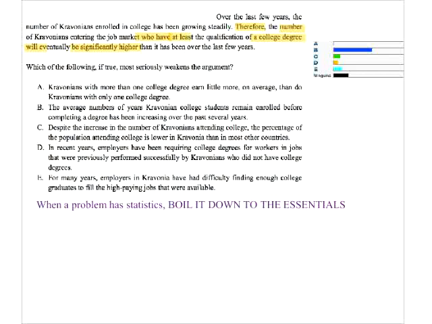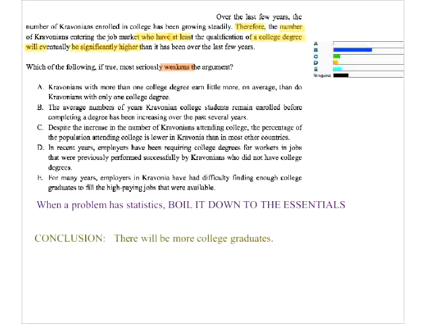So the argument is basically just more people are enrolled in college, therefore the number of people who graduate with degrees is going to be higher. And you're trying to weaken this connection. So again, the conclusion of the argument is there will be more college graduates. That's basically what it says.